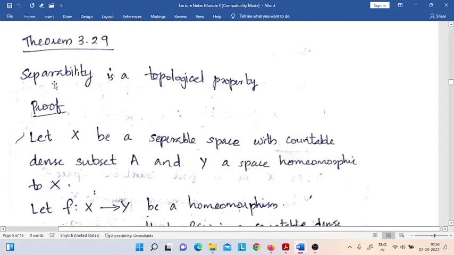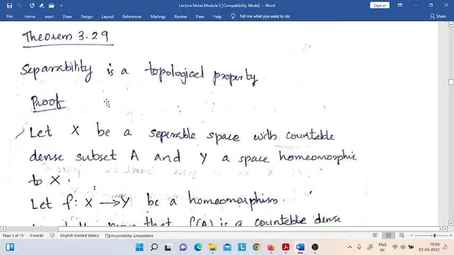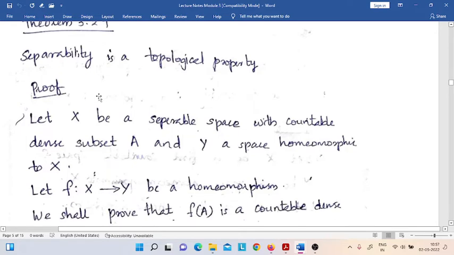The statement of the result is that separability is a topological property. That means if X is a topological space having the property of separability, that is, if X is a separable topological space, and Y is topologically equivalent to X, or Y is homeomorphic to X, then Y is also separable. How can we prove this? Let's go through the steps of the proof.